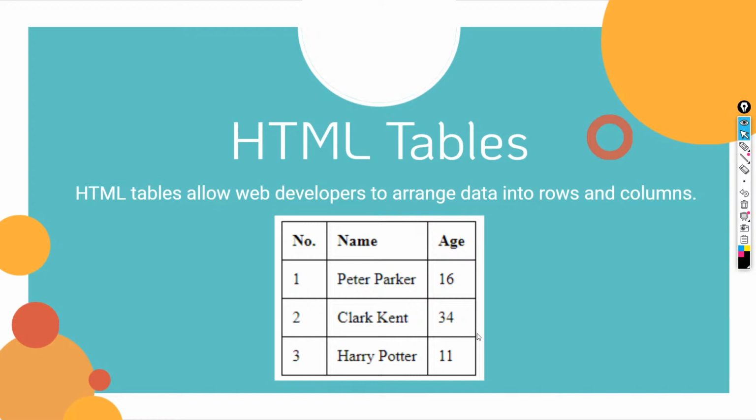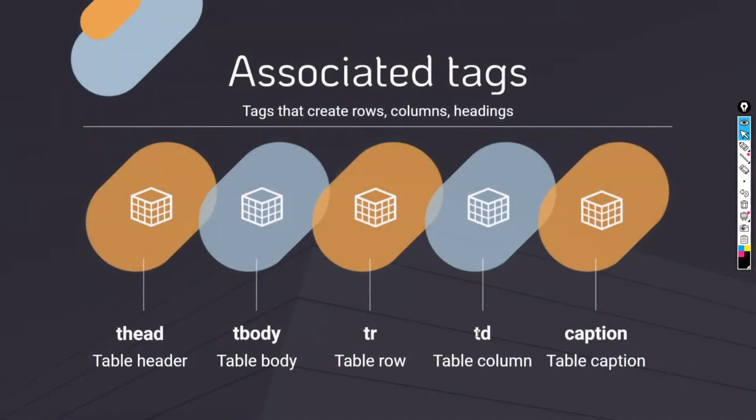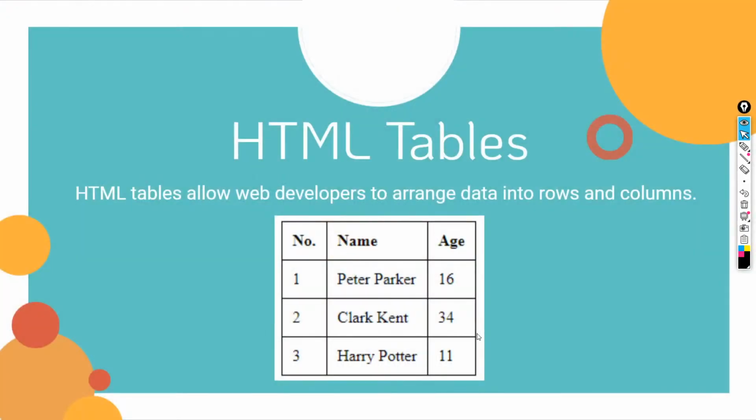HTML tables allow web developers to arrange data into rows and columns. That's what we saw. You can have the serial number, the name, and the age, and then some data contained inside it. So these are the associated tags that you use with the table tag. By default, when you want to create a table, you would create it by using a table tag. So here I would go back and have a table tag created.